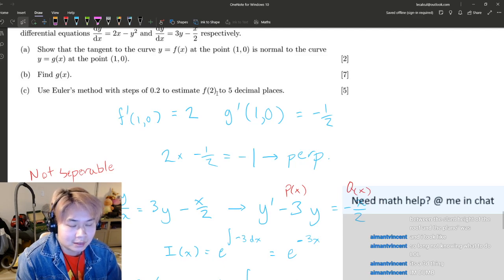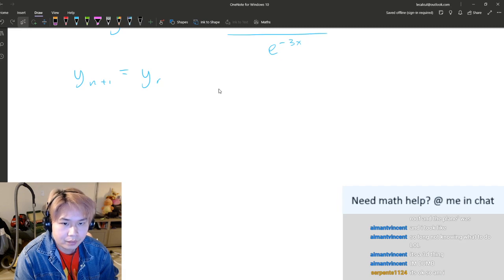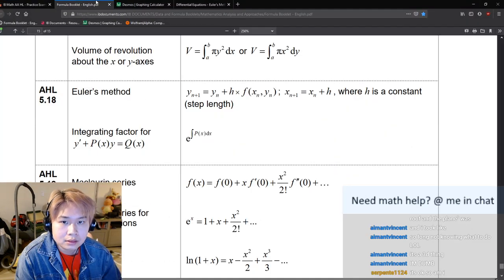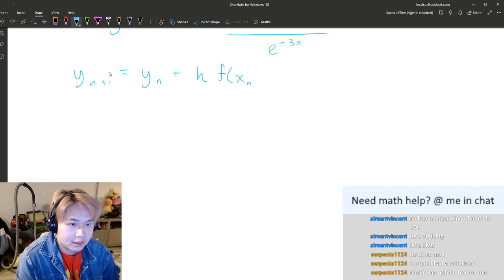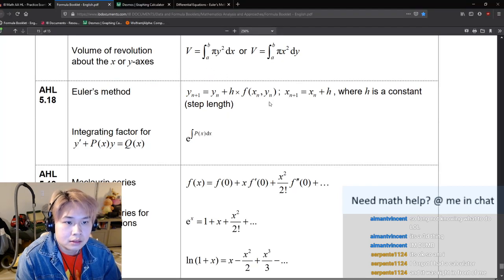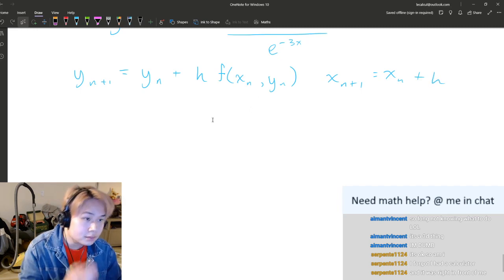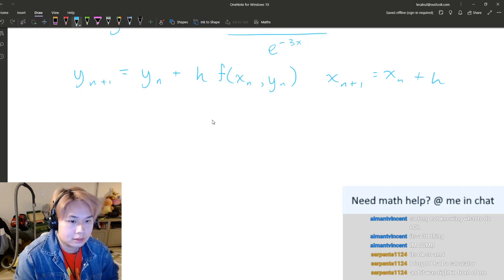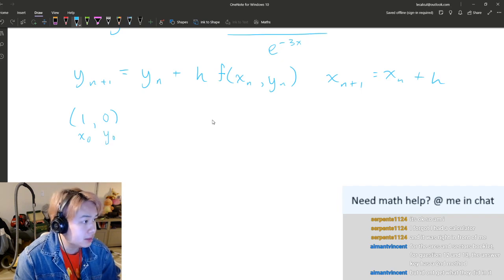Okay, we're going to use steps of 0.2 to estimate this, and then Euler's method says y n plus 1 is equal to y n plus h f of x n, y n. And then x n plus 1 is x n plus h. Okay, I know that on f I have the point 1 and 0, so this can be my starting x and my starting y.